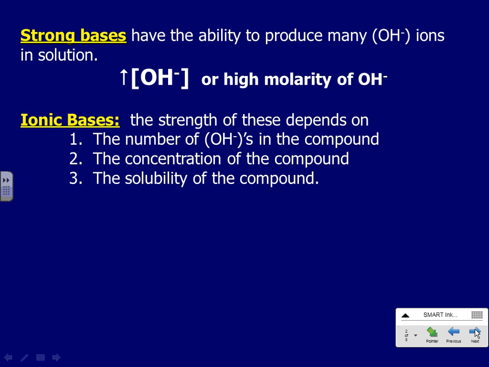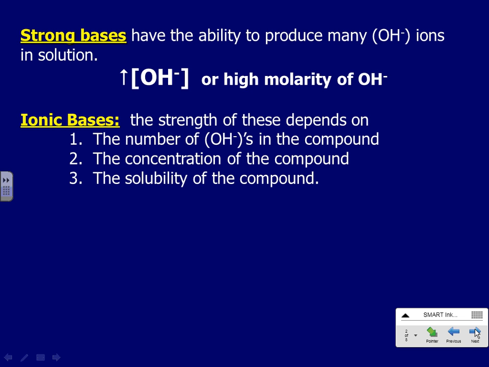And the three factors that affect this, number one, the number of OHs in the compound. If I have something like sodium hydroxide, it only has one OH, right? NaOH, we do the crossover, NaOH, and we'll write these examples down. There's only one OH. When you dissolve it, one OH falls off, ends up in solution, floating around there, surrounded by waters. And so you only get one OH per NaOH.